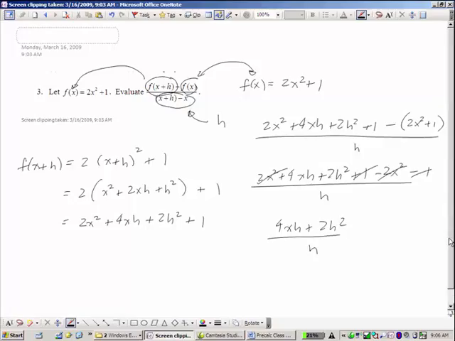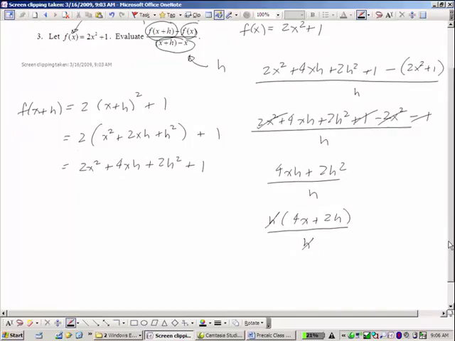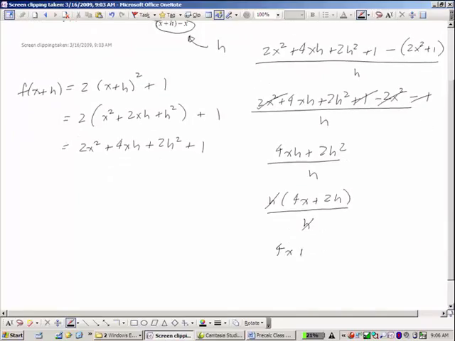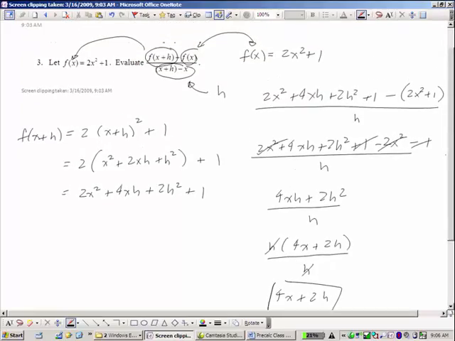It gets better. I can factor out a 2h, but really all I care about is the h. If I factor out the h, I get 4x. What happens to the h's? And this whole thing is equal to 4x plus 2h. So all that ugliness and all that hard work simplified to something very nice and easy.